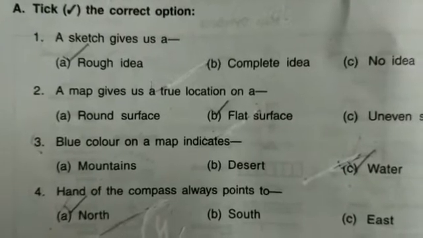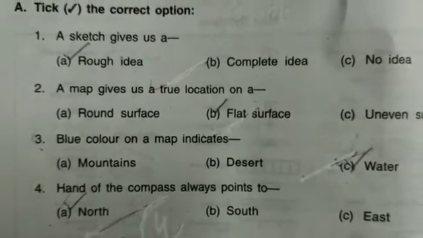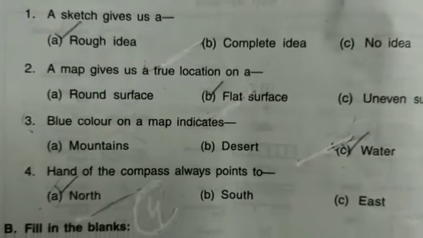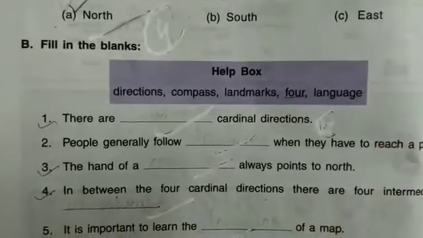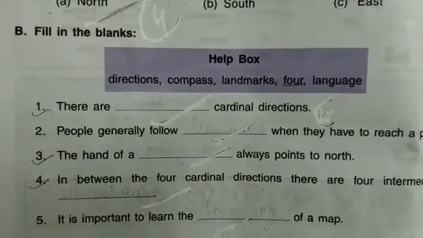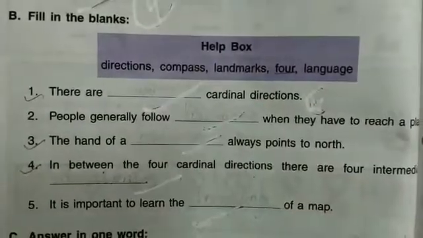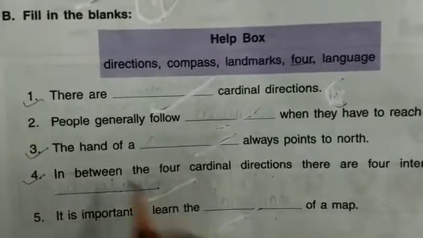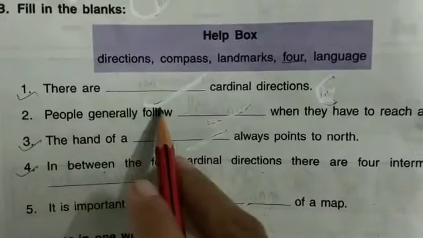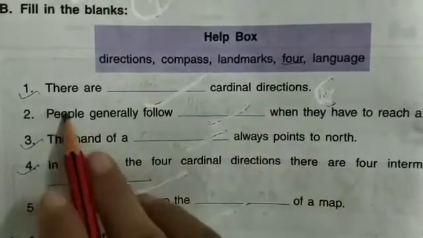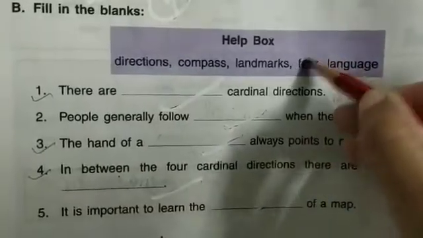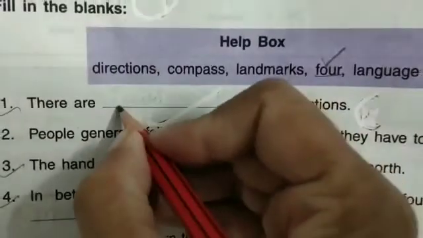Hope you have done this. Now we will take the next exercise. Fill in the blanks, and there is a help box for us. With the help of the box we will complete these blanks. Let's start with the first one. There are dash cardinal points. The right answer is 4. So we will write 4 here.